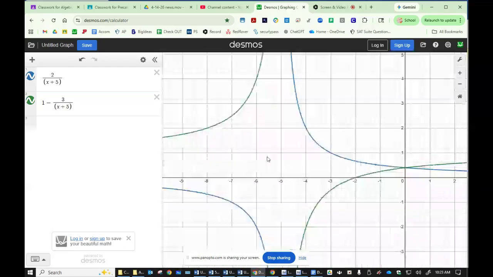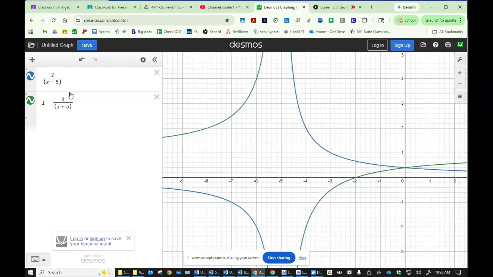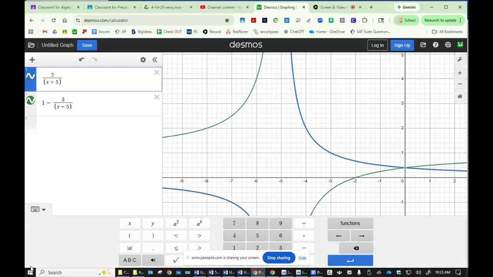I would absolutely use the keyboard on Desmos, not this very often, unless I needed square root, because it's quicker to type it from your computer keyboard rather than have to click on all of these things. So there's your intersection point. X is 0. You're done.